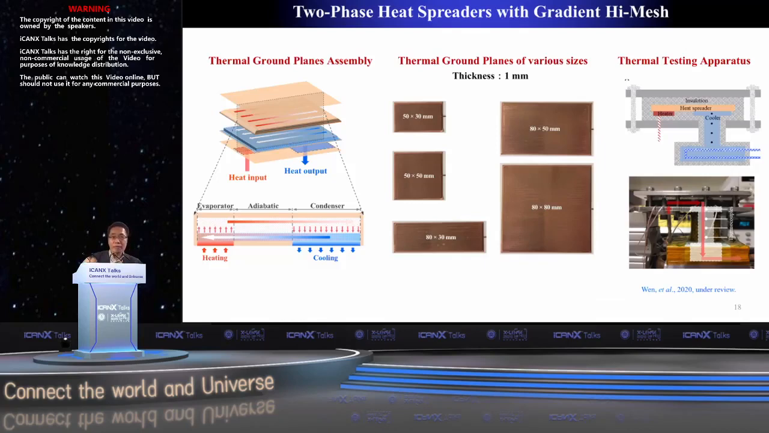So why do we have 1 millimeter thick, or half millimeter thick, or even 0.1 millimeter thick? There are very different characteristics in terms of heat transfer capability, because how thick they are means how much vapor space you have and what the capability is there. Now, in this particular slide, I talk about the 1 millimeter thick ones.